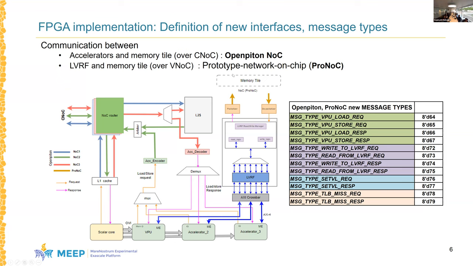So the OpenPiton NOC supports these message types. And other than that, for memory tile to LVRF communication, we use a prototype network on chip, that is PRONOC. We use this because on OpenPiton, we have a limitation of message size. 8 bits are allotted for that. So totally 256 flits maximum we can have, but our vectors are larger than that. So we use PRONOC, which is more flexible, more parameterizable. So the request and response paths from here, we categorize as CNOC, the control NOC. The PRONOC from memory tile to LVRF is called VNOC.